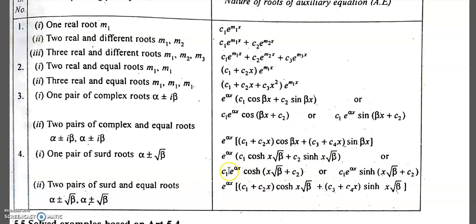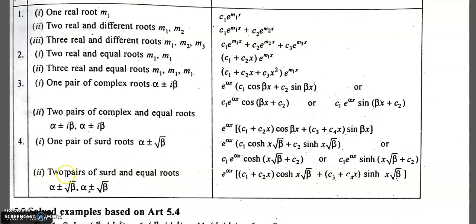Or in other form like c1 e^(alpha x) cosh(x root beta) plus c2 sinh(x root beta). Here also, since we have one pair of roots, that means we have two roots, so there are two arbitrary constants, c1 and c2. Now, if we have two pairs of surd but equal roots, that is alpha plus minus root beta and alpha plus minus root beta, how do we write the solution? It can be written as e^(alpha x) [(c1 plus c2 x) cosh(root beta x) plus (c3 plus c4 x) sinh(root beta x)], right?